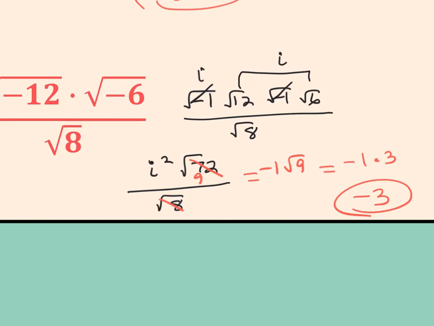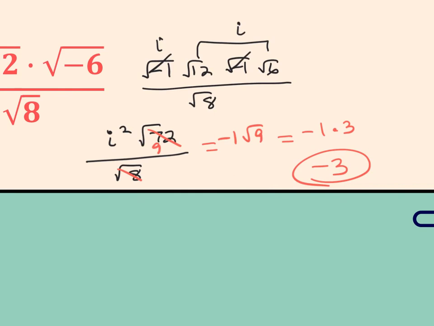Now, if you did not want to multiply the 12 and the 6, and you would have rather just factored the 12 and the 6, you could do that. You could even break up the factors of 8 and then look for things to cancel. Either way works, but final answer here is just negative 3.